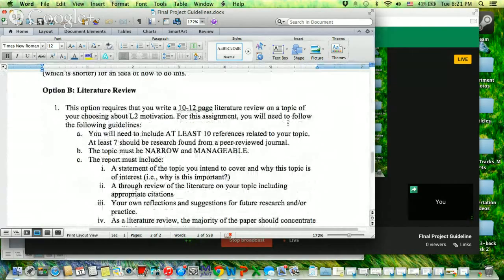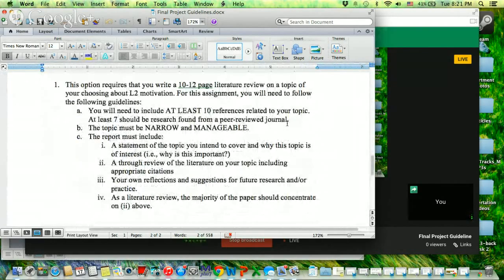Option B is the literature review, right? So several of you are doing this. This requires that you write a 10 to 12 page literature review on a topic of your choosing. And you'll need to use the following guidelines. You'll need to include at least 10 references related to your topic. I would suggest more. I always suggest more.